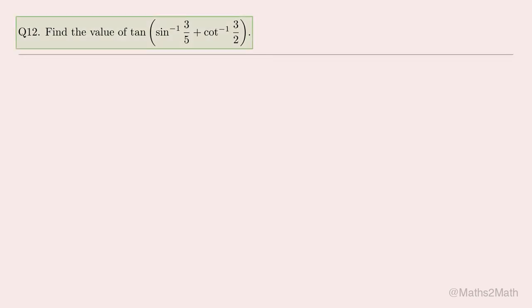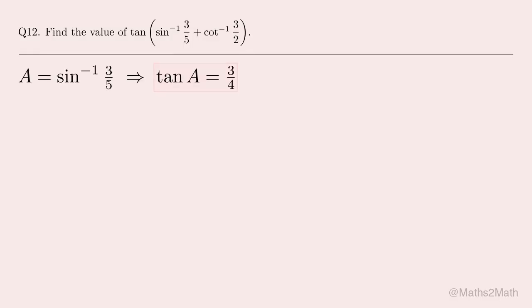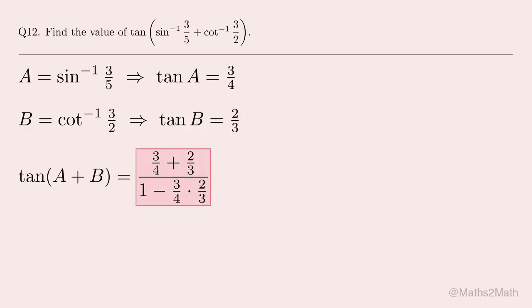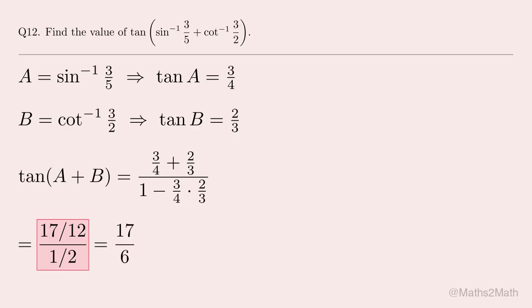Question 12. A sum of two inverse angles inside a tangent. We convert each to a tangent first. Sine inverse of 3/5. In a 3-4-5 right triangle, the tangent of that angle is 3 over 4. Cot inverse of 3/2. The tangent of that angle is the reciprocal, 2 over 3. Now the addition formula. Tan A plus tan B over 1 minus tan A tan B. The numerator is 17/12. The denominator is 1/2, giving 17/6.